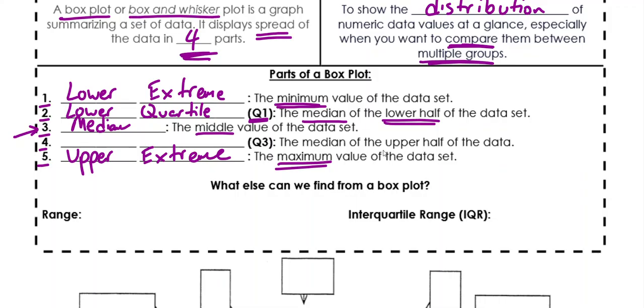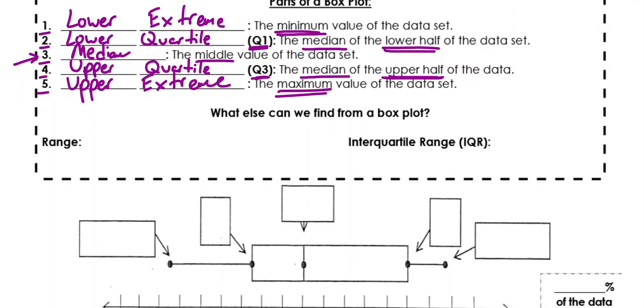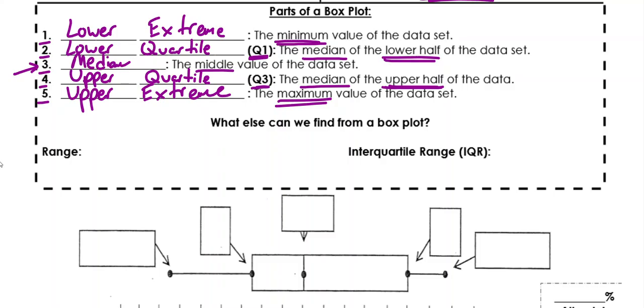We do the same thing with the upper half. We split it with the median. Then the upper half of the data gets split again with another median, creating Q3, or the upper quartile. All right, I'm going to show you exactly what that looks like in a second. Don't get confused yet. That's just describing those terms.